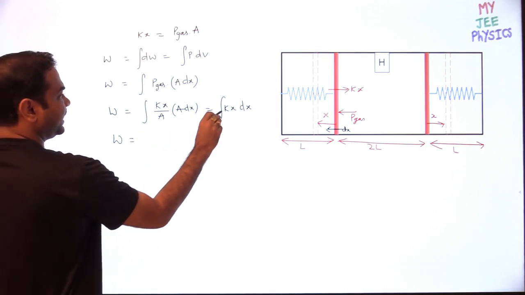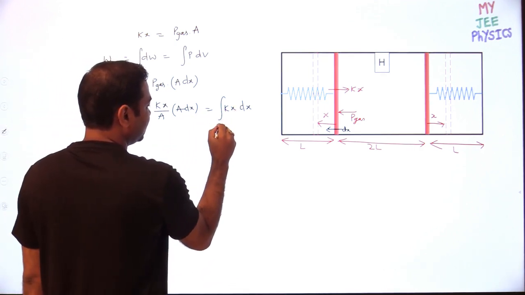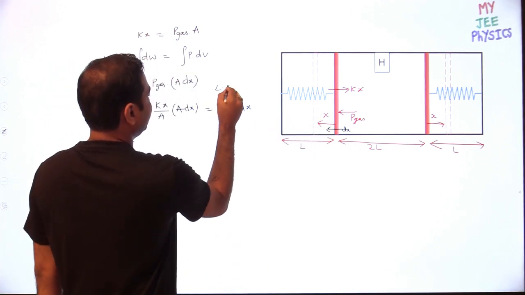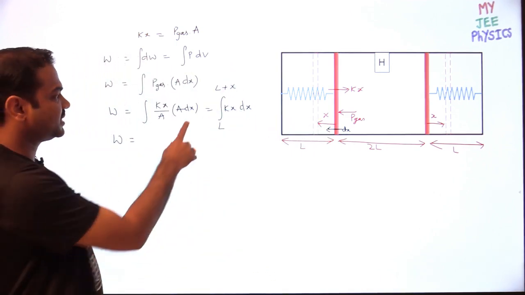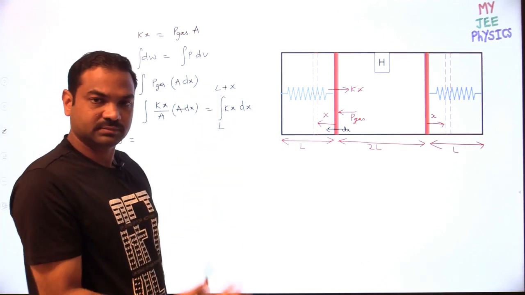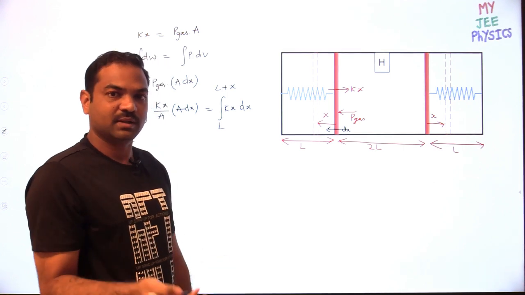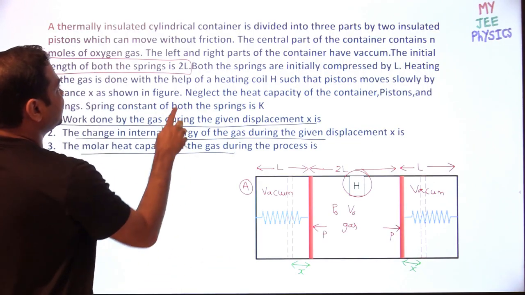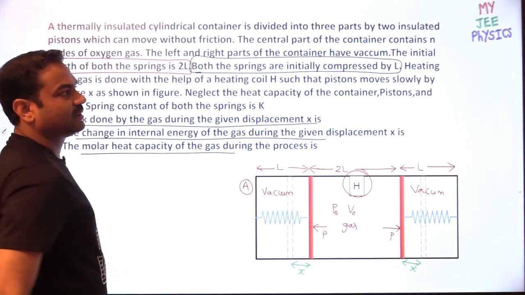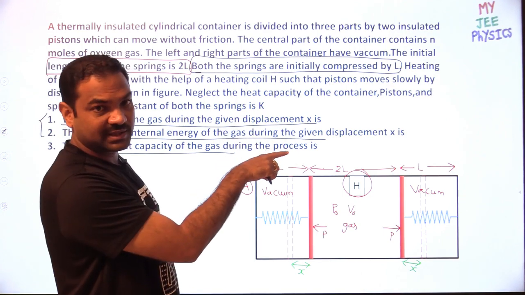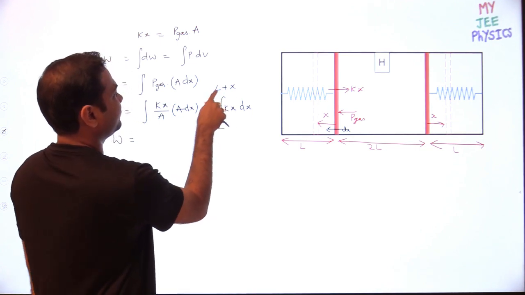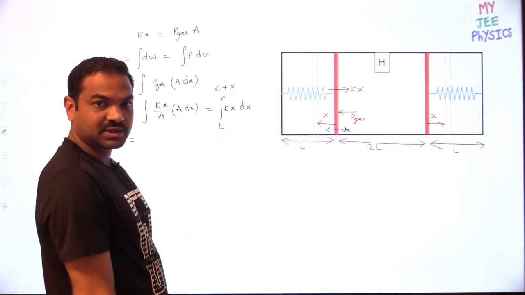Okay? So integral Kx dx from where to where? Initial compression is what? Initial compression is L. Now it is moved further, the compression will become L plus X. This is a very important step to understand. This is the place where I think you have made a mistake. I don't know if you tried this question. See, initially the springs are compressed by length L. Already it is compressed by length L, and now it is further compressed by X amount. So that's why the final compression is L plus X, and the initial compression is L.